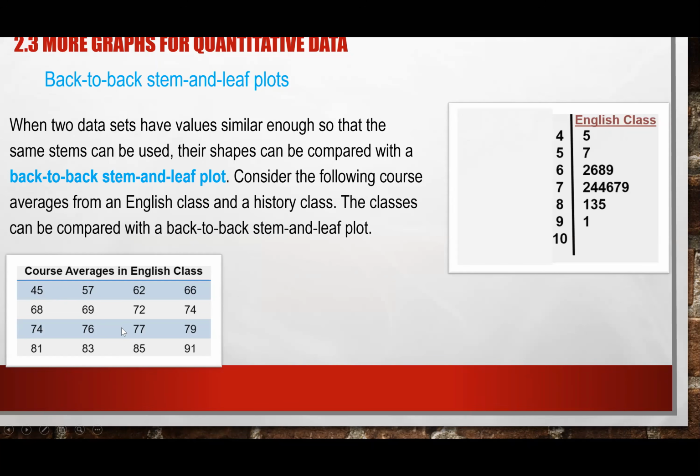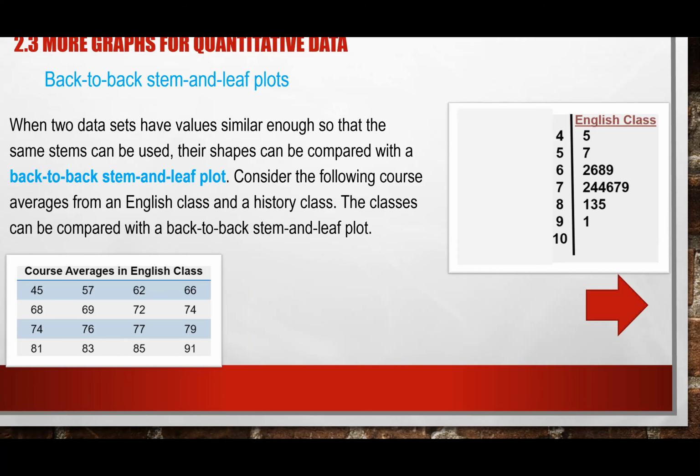And if you were to do the stem and leaf plot, which is, again, we have a 5, 45, 57, 62, 66, 68, 69, right? 72, 74, so on and so forth. If you put this here, this is what I mentioned before: you have to put them in order from smallest to largest.